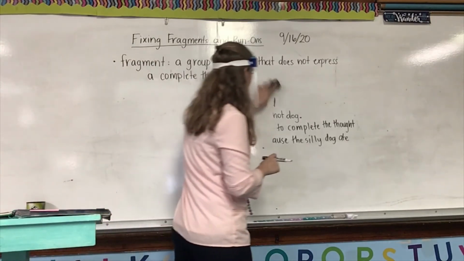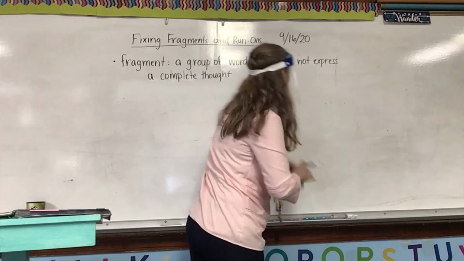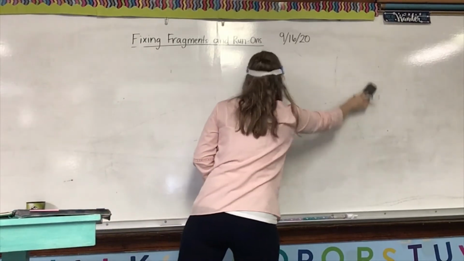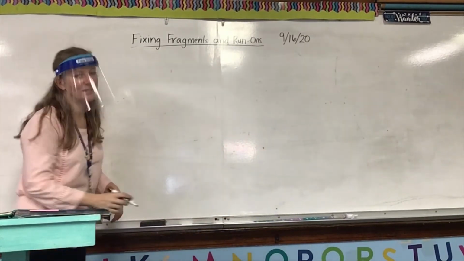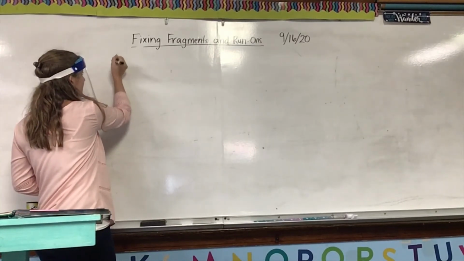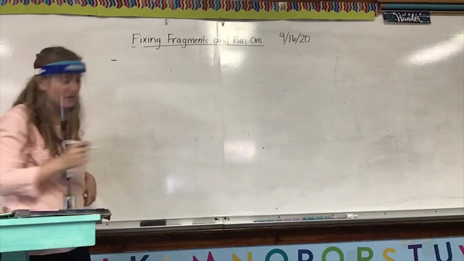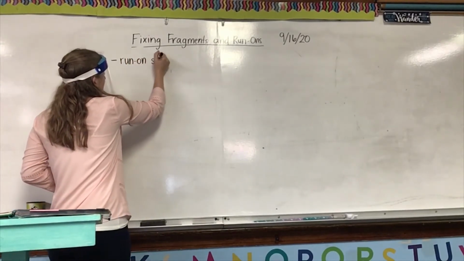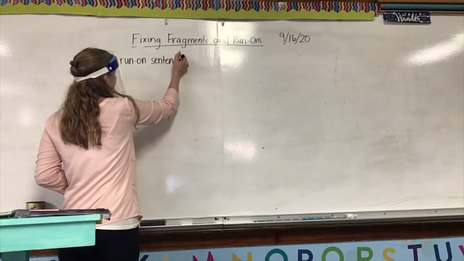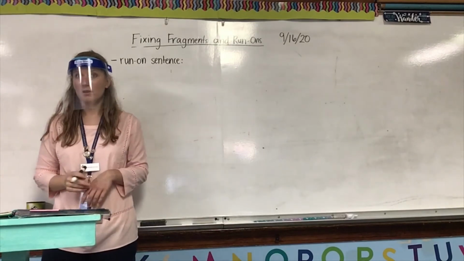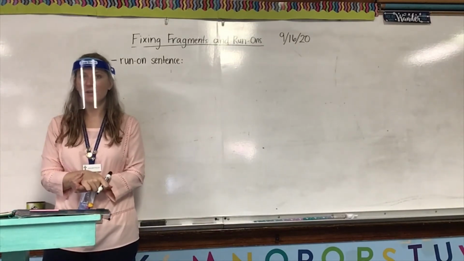Now, the other types of incorrect sentences are run-ons. We are going to write what run-on sentences are, even though we just did this. What is a run-on sentence? You do not have to go so far back because it was Monday, 2 days ago.